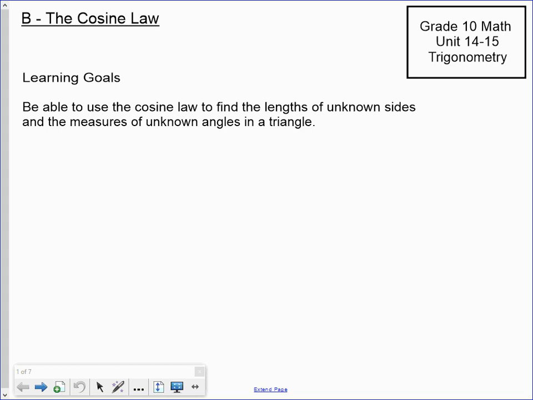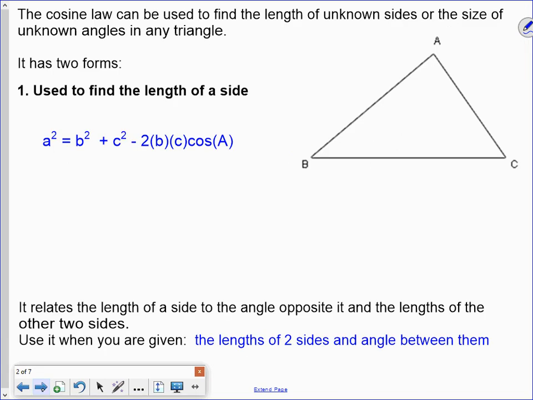Like the sine law, the cosine law works for any triangle that we want, not just right angle triangles like sine, cos, and tan work for. So we are going to look at two different forms of the cosine law. One that you're going to use when you're finding the lengths of unknown sides, and one that you're going to look at when you're trying to find the measures of angles.